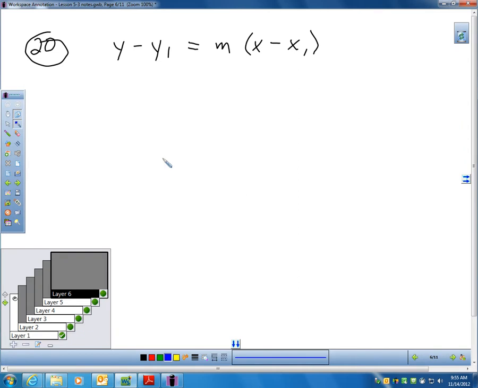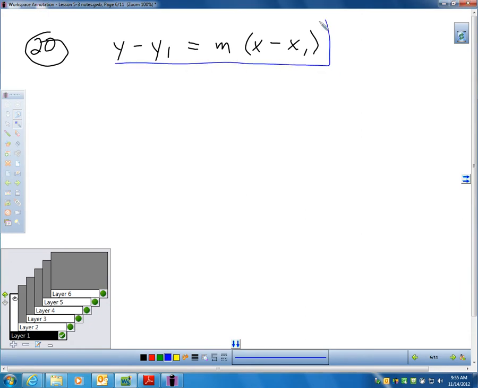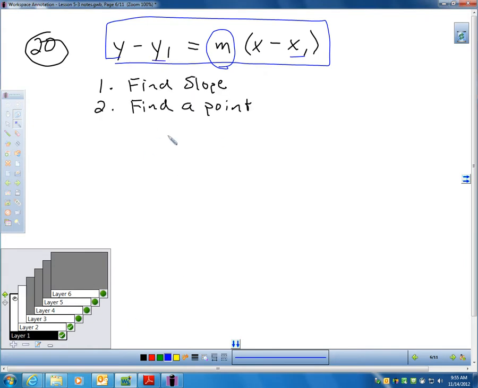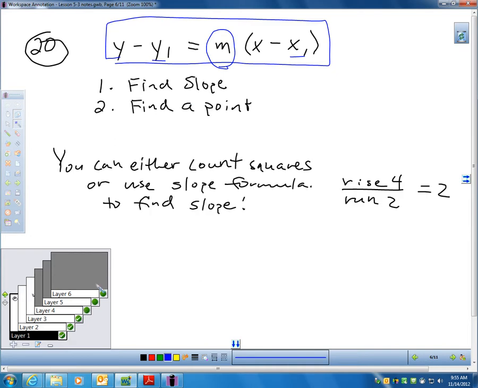In question 20 on page 306, they give me a graph, and they want me to write an equation. Okay, so first of all, if they want me to write an equation in point-slope form, remember, this is point-slope form here, so I just wrote it out. So I need the slope, and I need my point. Well, let's get the slope first. I can get the slope first by just counting squares or using the formula.